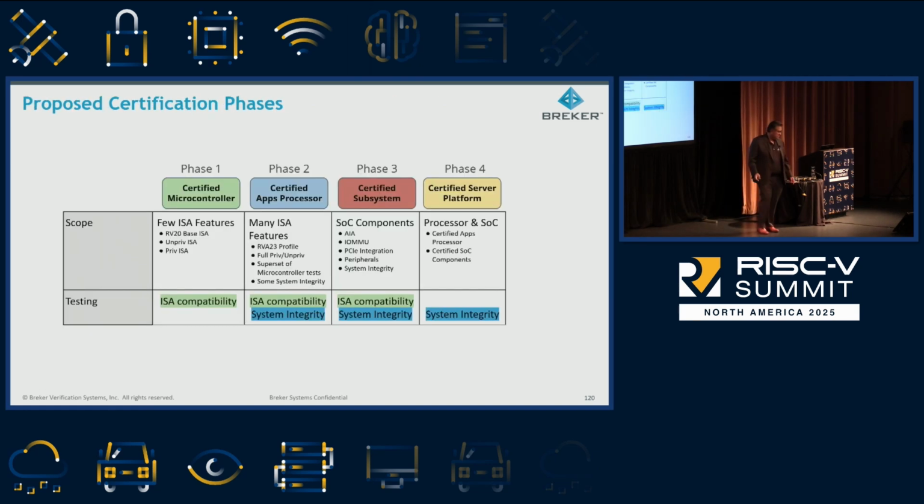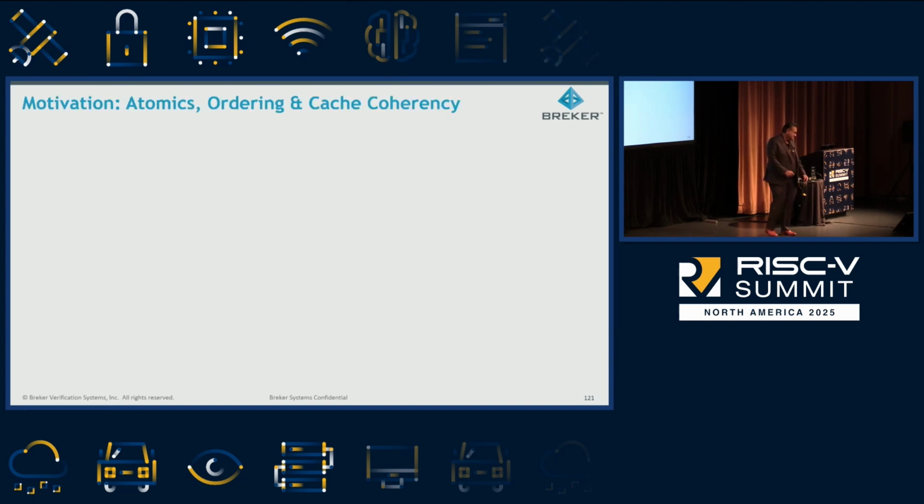Okay, so for the phase 2 and 3, right? It's all SoC level stuff. And if you look at the first 3 phases, it's really about ISA compatibility. The focus is on the unpriv spec, the priv spec, the things that we tend to spend a lot of time on. But as we go into the apps processor, we start thinking about the SoC, we start thinking about the platforms. It's much more a system integrity problem, right? It's not about the CPU, it's about all the things living around the CPU and how the system works. And of course, Breker is well known for doing lots of work in system verification.